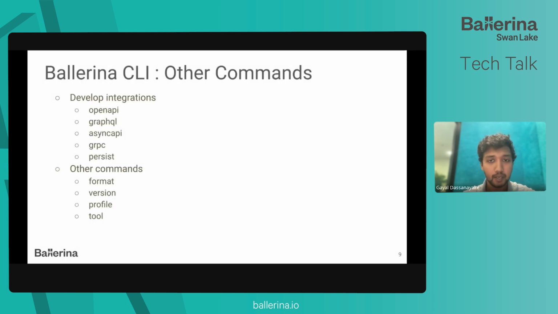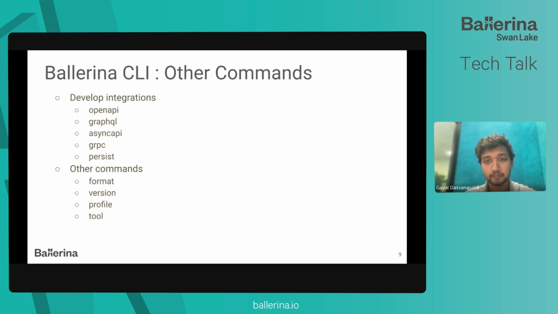So then we have the other commands. Under this, a set of commands are specially defined to develop integrations. The most famous one being the OpenAPI tool. The OpenAPI tool allows you to generate Ballerina services and clients using OpenAPI definitions, and the OpenAPI definitions using Ballerina services. And then we have the GraphQL command, where we can generate Ballerina GraphQL services from a GraphQL schema and vice versa.